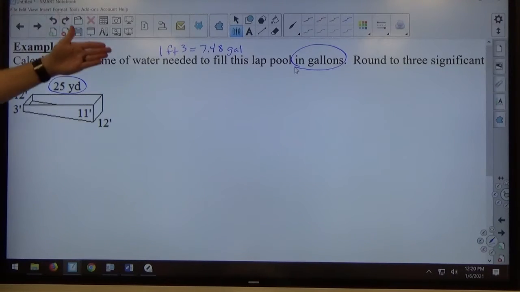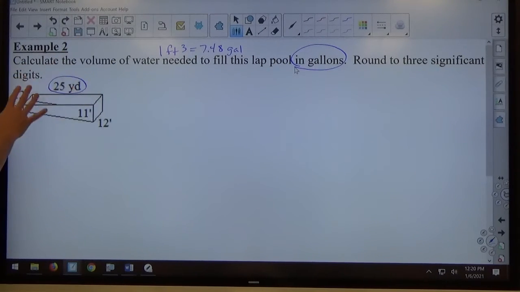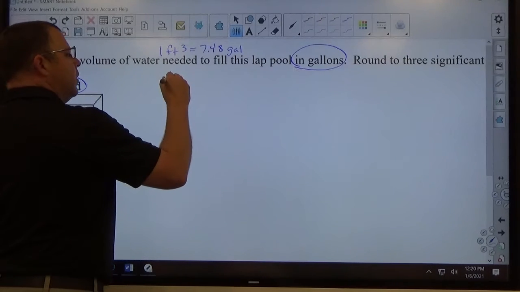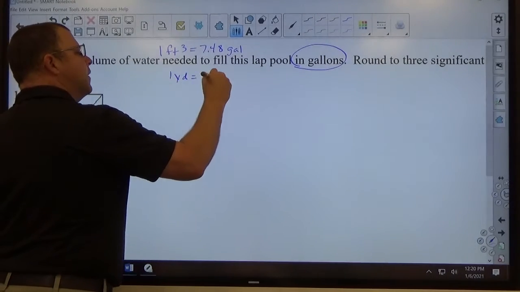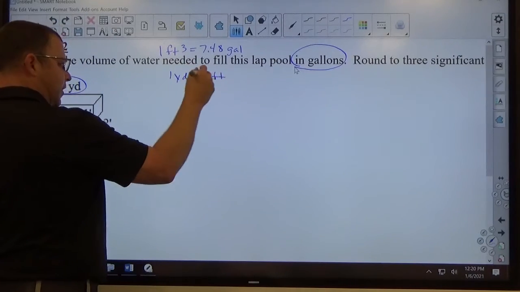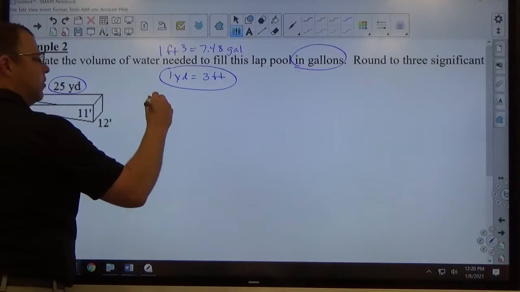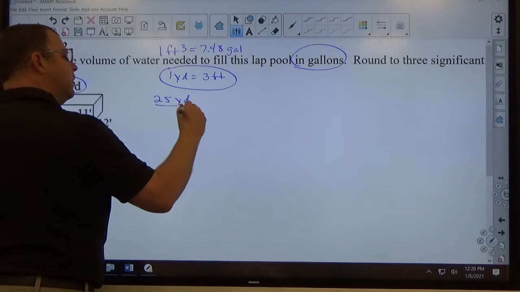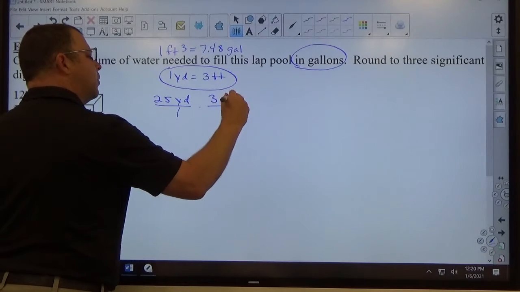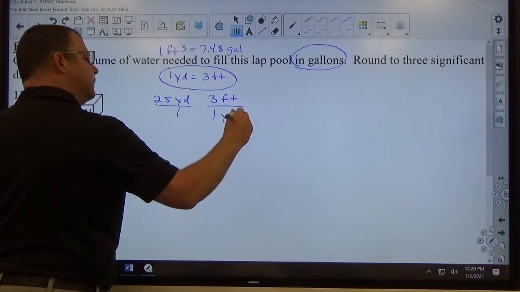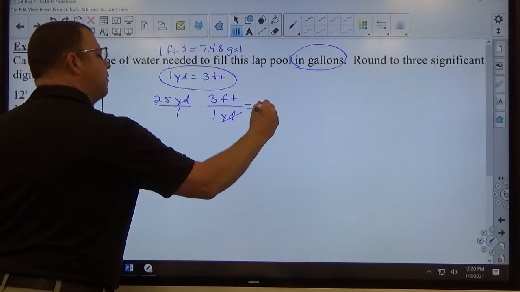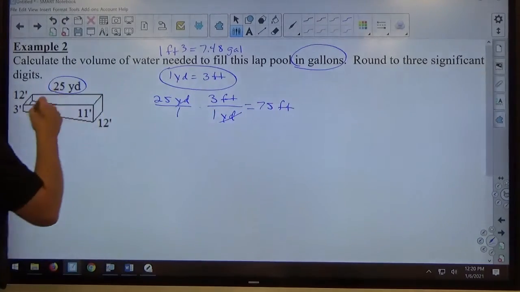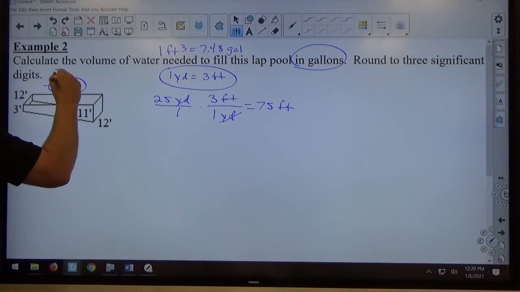So if they want to know the answer in gallons, if I get everything into feet, I can get a volume in cubic feet, and then I can change cubic feet into gallons. First off, 25 yards, and we know that 1 yard equals 3 feet. If I take this information, 25 yards times 3 feet per 1 yard, we're going to get 75 feet for that upper dimension. So this is 75 feet instead of 25 yards.